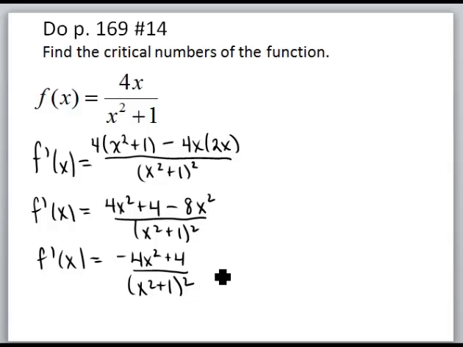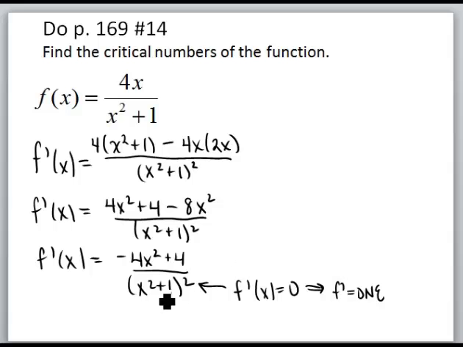Now I'm going to take a closer look at it. What I'm going to ask myself is, is there anywhere where this derivative is going to have 0 on the bottom? Because that means the derivative would not exist if that was the case. So you always do need to check the bottom of the fraction to see if that is the case. This would yield the derivative not existing.